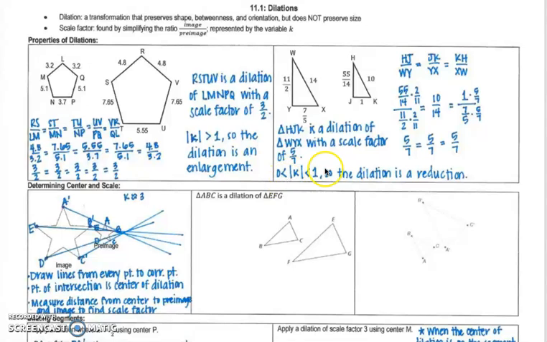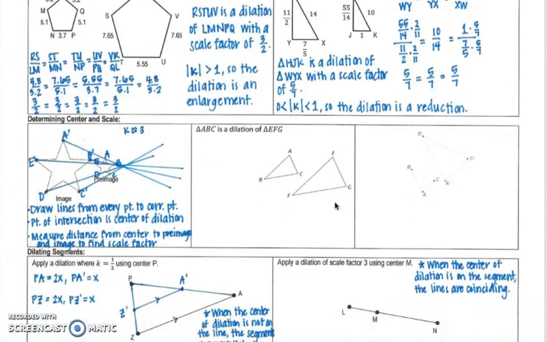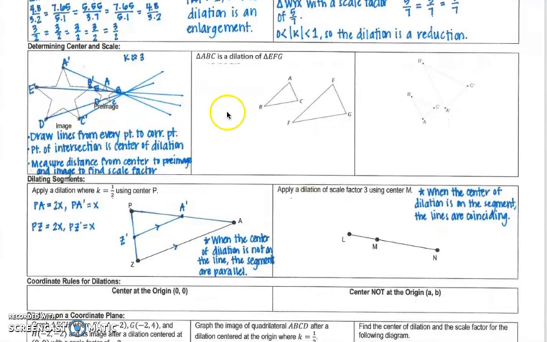Which means that the triangle HJK is a dilation of triangle WYX. Make sure you're noting that corresponding points must be in the same position in your naming. So that's important also. And then because the absolute value of K is between 0 and 1, the dilation is a reduction. Okay, so those are your basic properties. You're looking for segment proportionality.